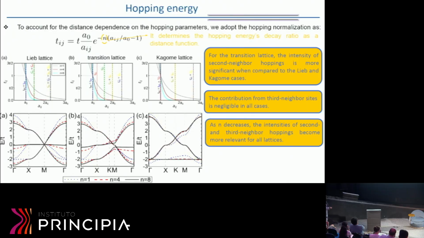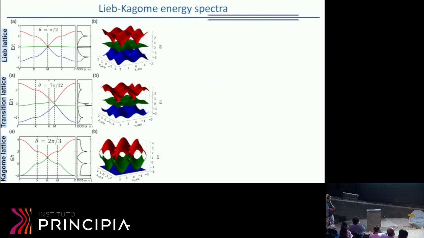And here is the energy spectrum for this Lieb transition for a fixed angle and the Kagome lattice. And since we want to capture back the special relation where the band is flat, we are going to choose n equal to 8 from here until the rest of my presentation, okay? So let's just talk about some interesting stuff about those energy spectrums.